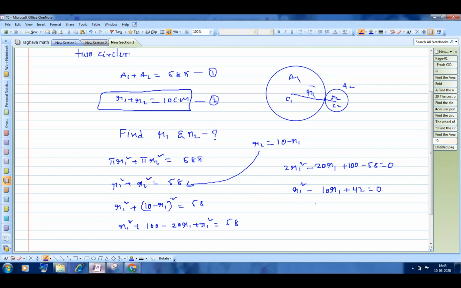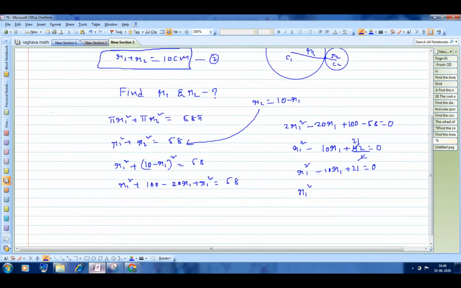Sum should be 10, the product should be 42. The sum should, no, 42 by 2, sorry, this should be divided by 2, so 21. So it is r1 square minus 10 r1 plus 21. Sum should be 10, product should be 21, so 7 and 3 by splitting the middle term.